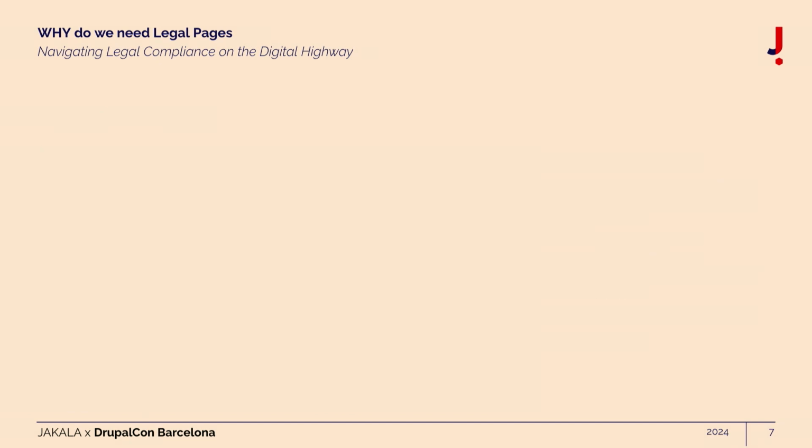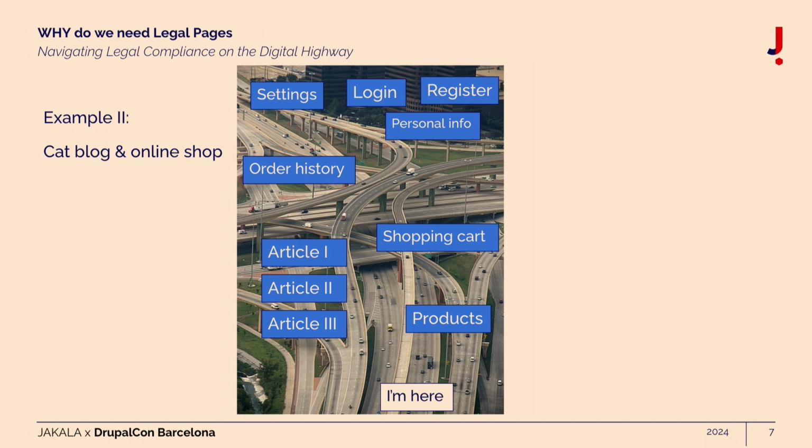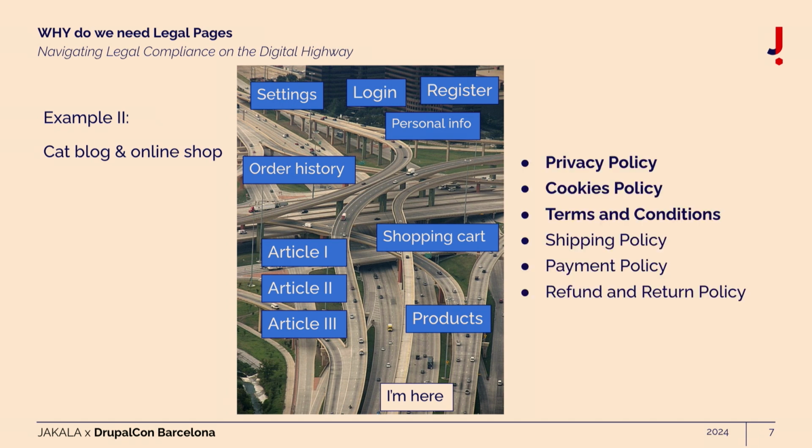And let's expand on that example. So you upgrade your blog to an online shop because you have lots of visitors. And in this scenario, there are so many rules that apply. Now you have user registration, keeping accounts and personal data, ordering processes, and many others, most probably. So in order to be legally compliant, you should additionally have terms and conditions, shipping, payment, return policy, and so on.